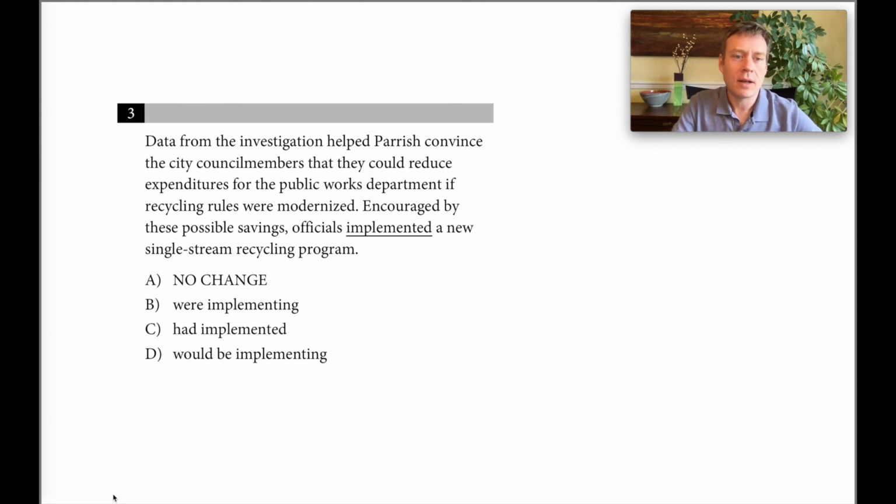Okay, number 3, data from the investigation helped Parrish convince the city council members that they could reduce expenditures from the Public Works Department if recycling rules were modernized. Encouraged by these possible savings, officials implemented a new single-stream recycling program. So unlike the last two, I don't see this pattern of two different verbs in the same tense. So this is past tense, this is past progressive, this is past perfect, and would be implementing, that's something else that has a modal verb attached to it. So they're different.